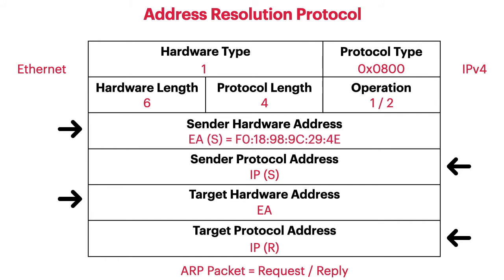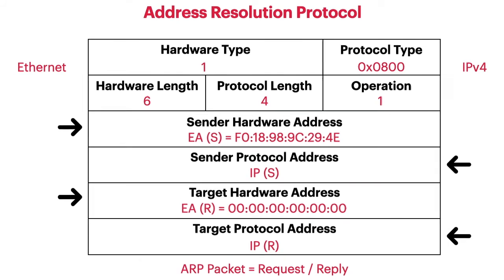Sender hardware address is the Ethernet address of the computer. Since the Ethernet address of the gateway router is unknown, the target hardware address is filled with zeros and the operation field is set to ARP request, which is 1.